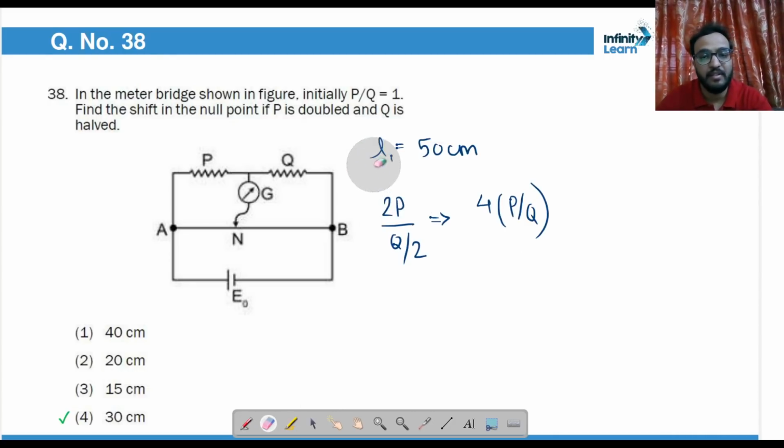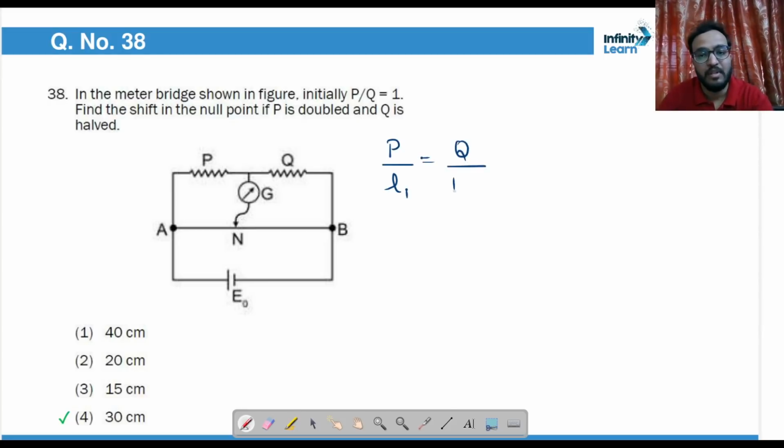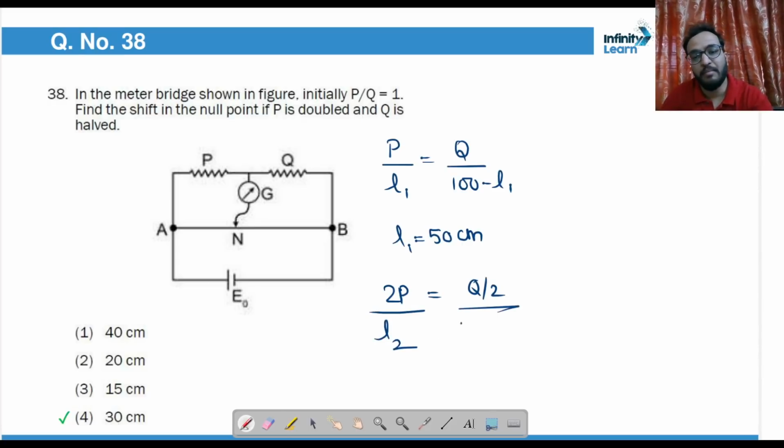Or let me see, what can I do is, see, we will say that P upon L1 is equal to Q upon (100 minus L1). Okay, if P by Q is 1, then L1 is equal to 50 centimeter, right? Now they are saying that it is 2P and it is Q by 2. So it will be L2 upon (100 minus L2), right? Now what will it be?